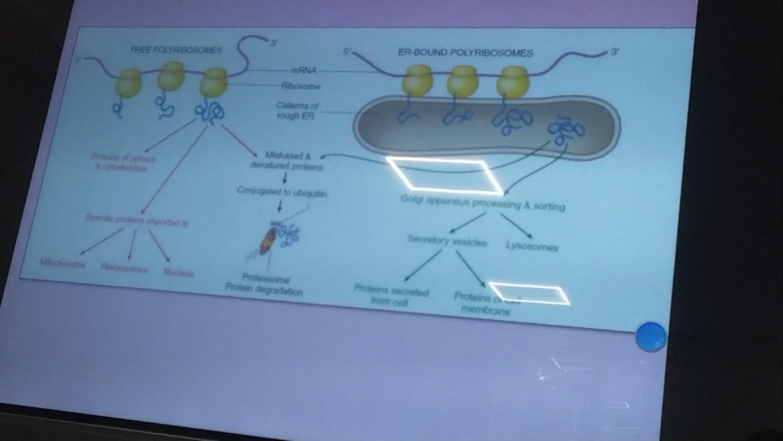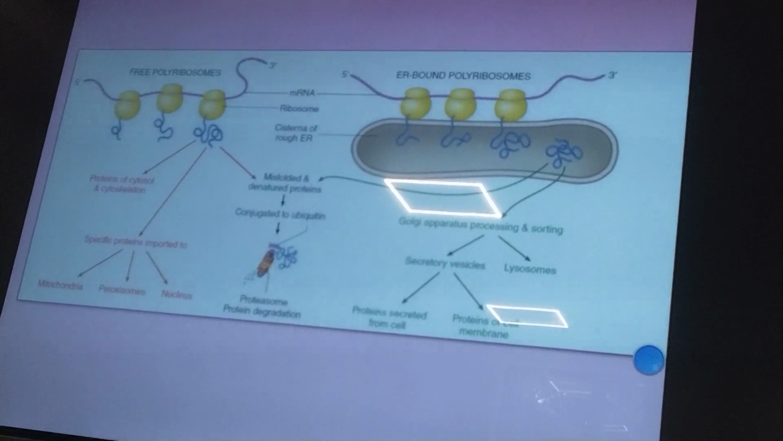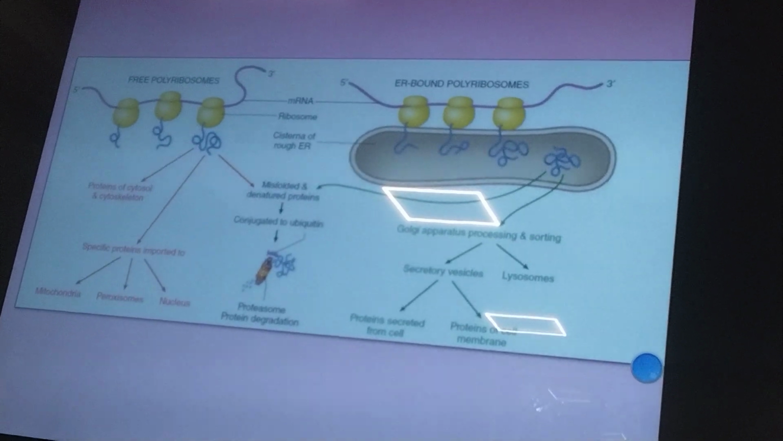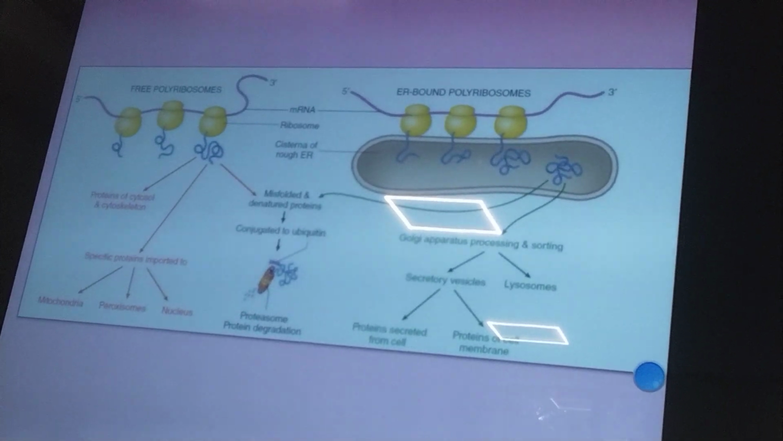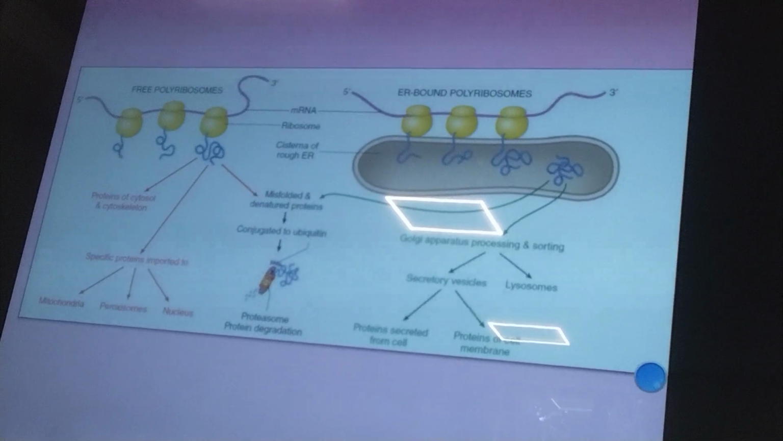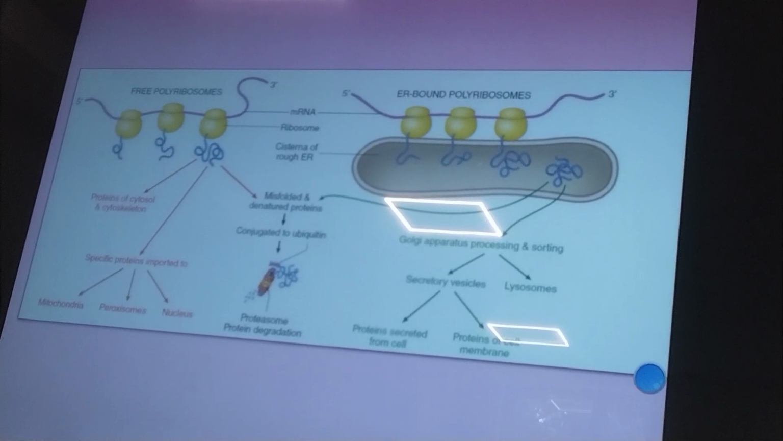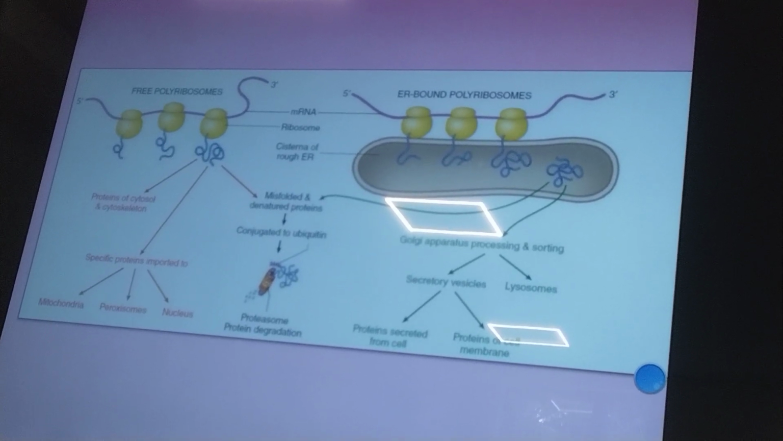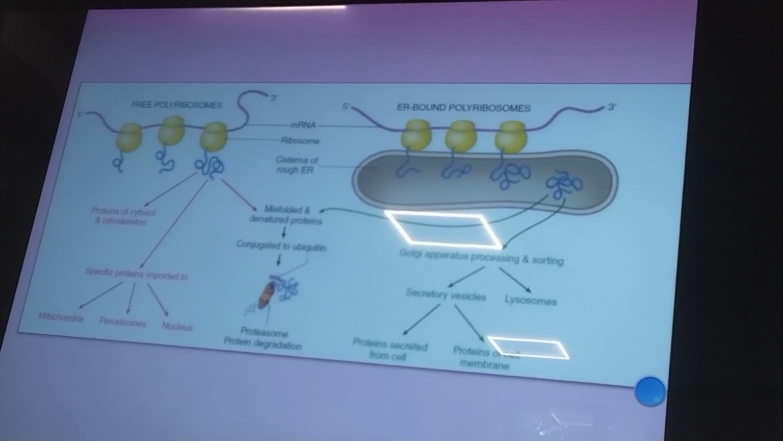And if some damage or something interrupts the protein synthesis, or the protein is not synthesized properly, then it is conjugated by a protein which is called ubiquitin. Okay, and then proteasomes degrade such damaged proteins. The specific proteins for mitochondria, for peroxisomes, for the nucleus, for the cellular organelles are built by the free ribosomes.